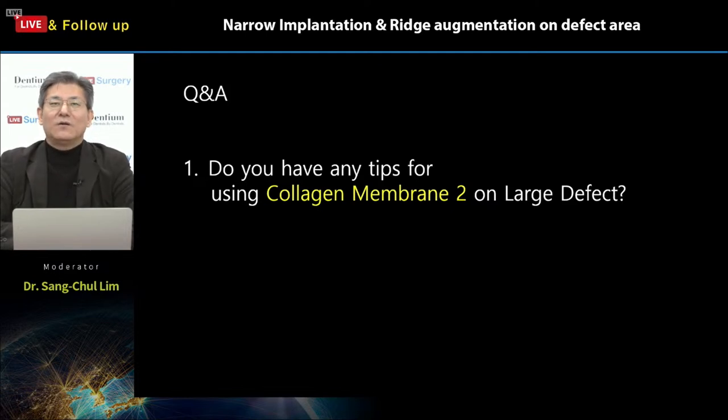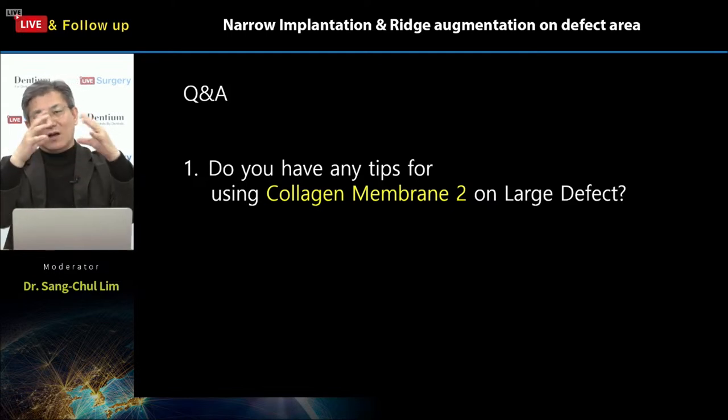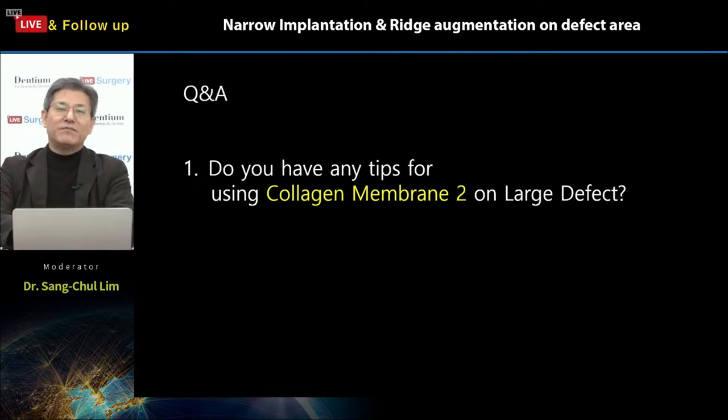Okay, so I explained collagen membrane 1 and collagen membrane 2. These two different types of collagen membrane have different advantages. So depending on your style, the defect size and your bone grafting technique, you can choose either one. Okay? Okay, thank you.